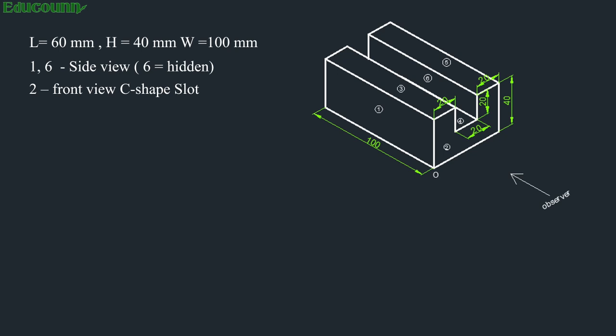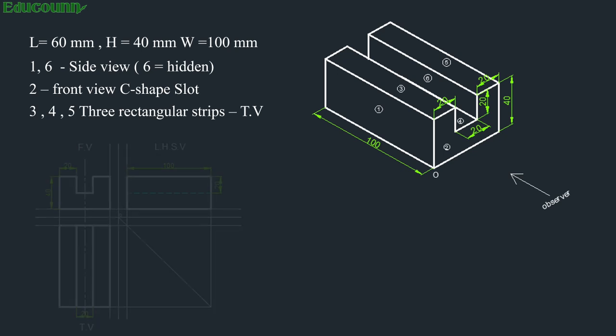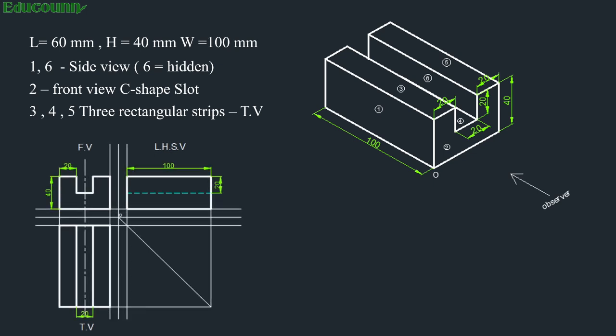And if you consider the top view, if you see the object from the top, you are going to observe three surfaces: surface number 3, surface number 4 and surface number 5. Those are the three rectangular strips which are seen from the top. Here surface number 3 and surface number 5 are in the same plane, but surface number 4 is just 20 mm below that. While drawing the actual views, your solution will be like this.